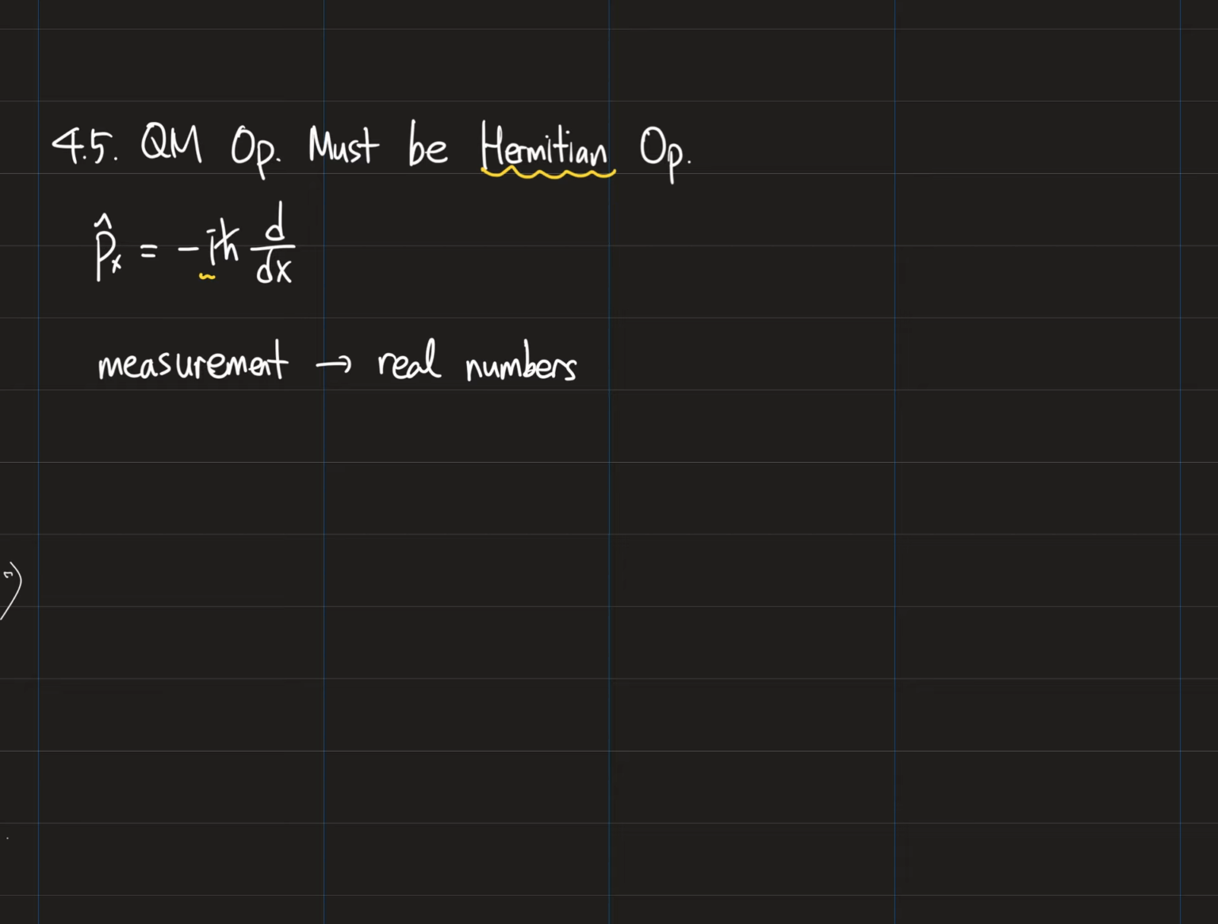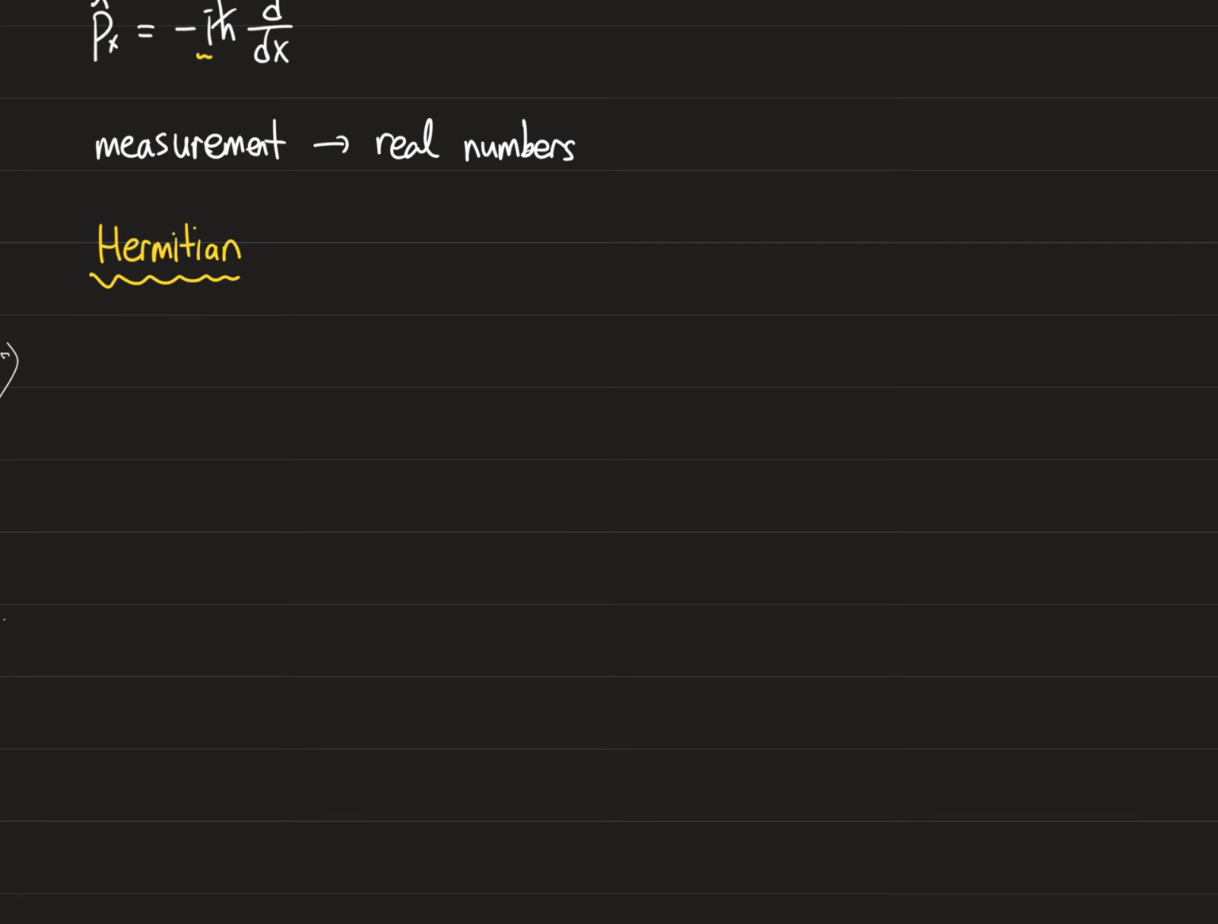So this physical necessity imposes a strict mathematical requirement for our operators. This requirement is that all quantum mechanical operators corresponding to an observable must be Hermitian. So let's discuss what the Hermitian operator is. A Hermitian operator is one that satisfies a very specific mathematical condition. We are not going to prove the details, but the final outcome is the formal definition of a Hermitian operator.